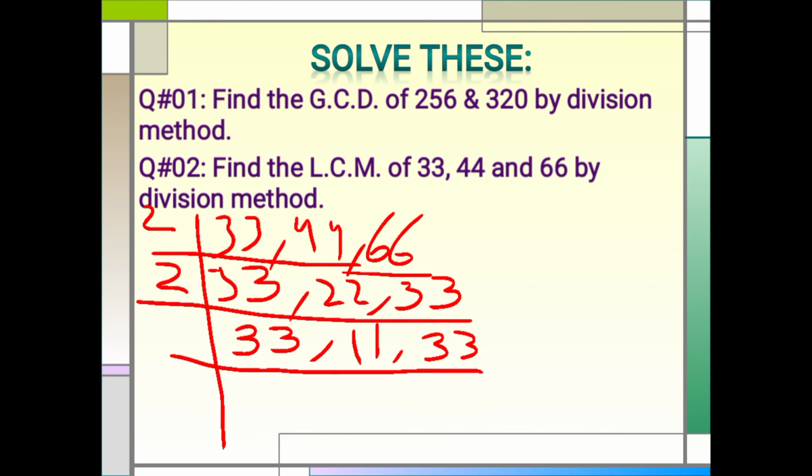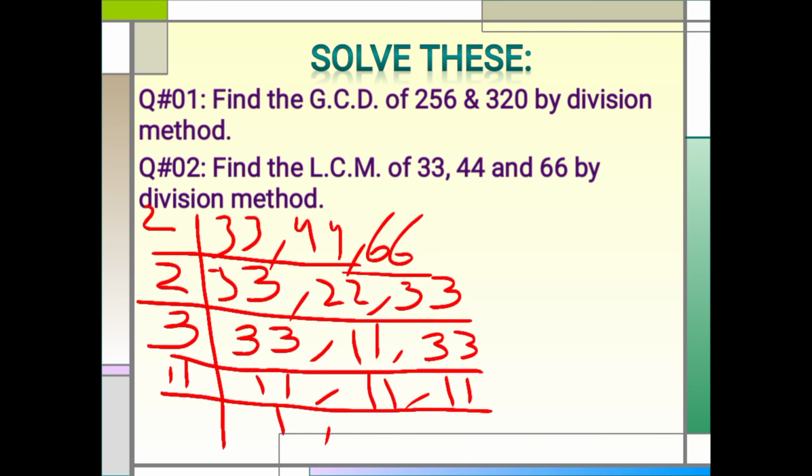Next you have 3, so you are going to divide by 3. 3 into 11 is 33. 11 will be copied as it is because it cannot be divided by 3. And again you have 33, so 3 into 11 is 33. So in the last step, what you have is 11, and you know 11 can be divided only by 11. So 11 into 1 is 11, 11 into 1 is 11, and 11 into 1 is 11.